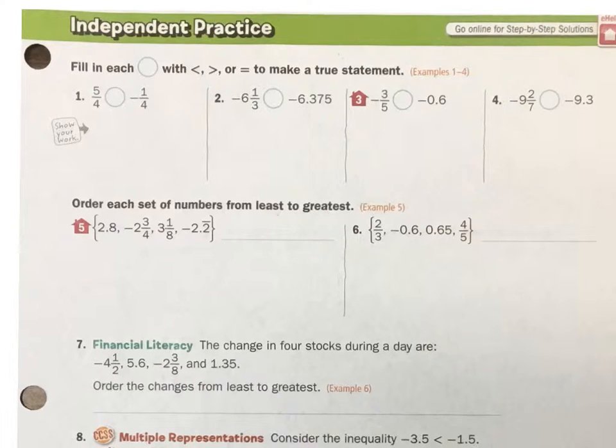All right, this is the independent practice for 5.5, and we are taking rational numbers and comparing and ordering them. Hopefully you've had a chance to do this. We're doing 1 through 8. See how you did. So, this first one, I love it when I have a positive and a negative. I know the positive's always going to be greater than the negative, so I don't even have to figure that one out.